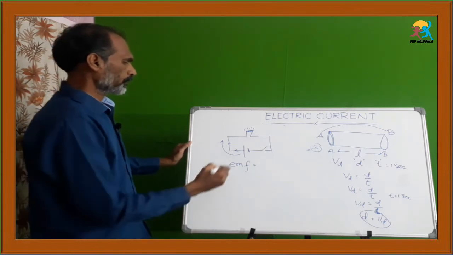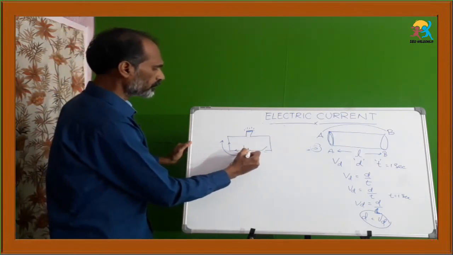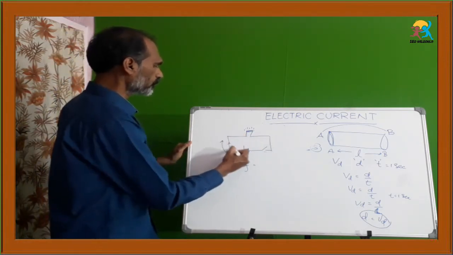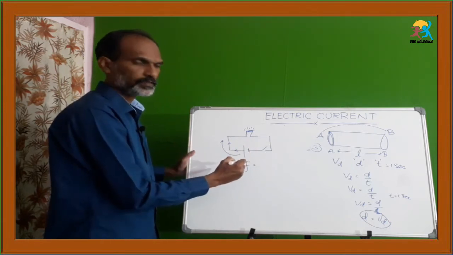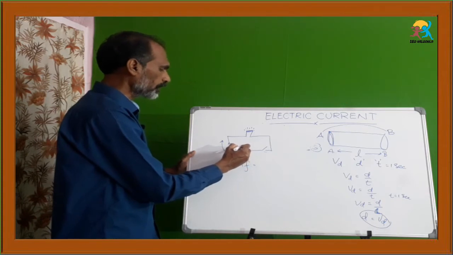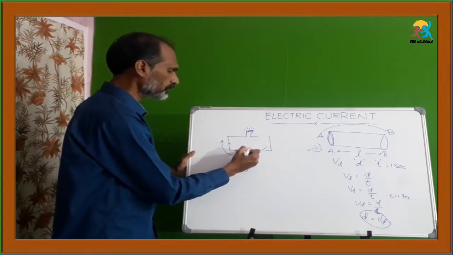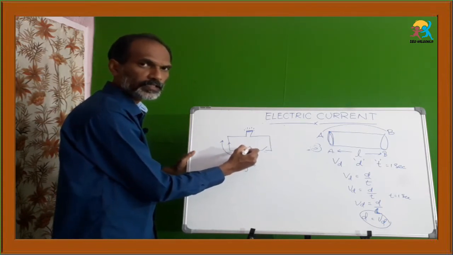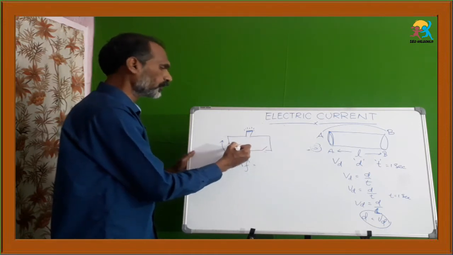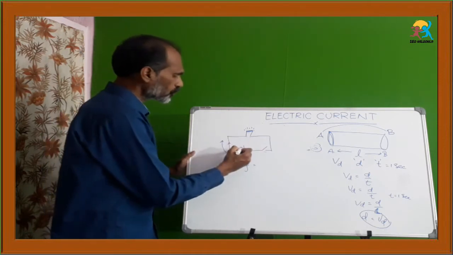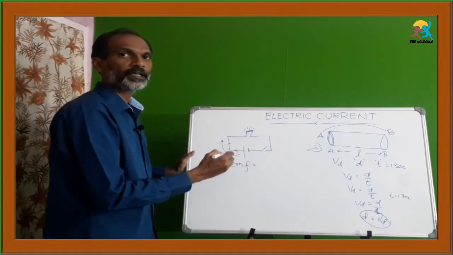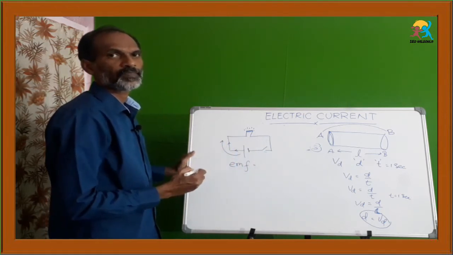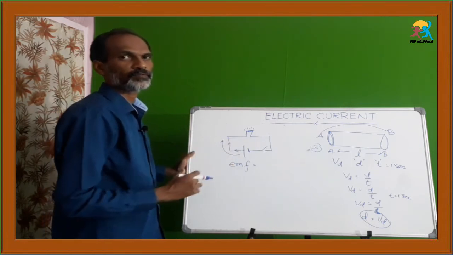Actually, when the electrons are moving from the negative terminal to the positive terminal outside, what happens inside the battery is that the positive ions travel to the negative terminal and the negative ions travel to the positive terminal. To move these charged ions inside the battery, work has to be done. This work is known as electromotive force.